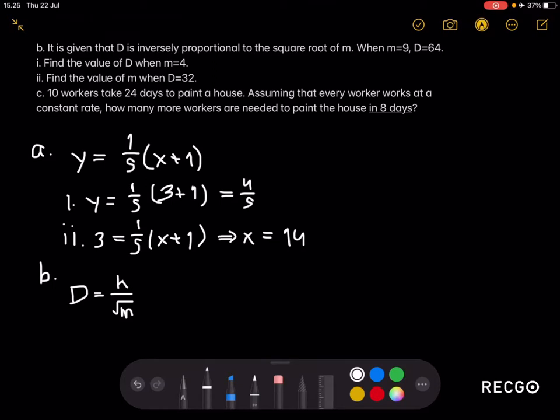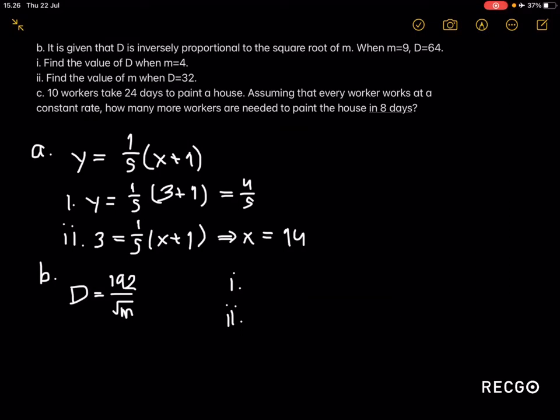Now we can substitute the values of m and d being 9 and 64 respectively to get that 64 must be equal to k over the square root of 9, that would be just 3, which means that our constant k must be equal to 192. With this, we can solve part 1 and part 2 pretty easily.